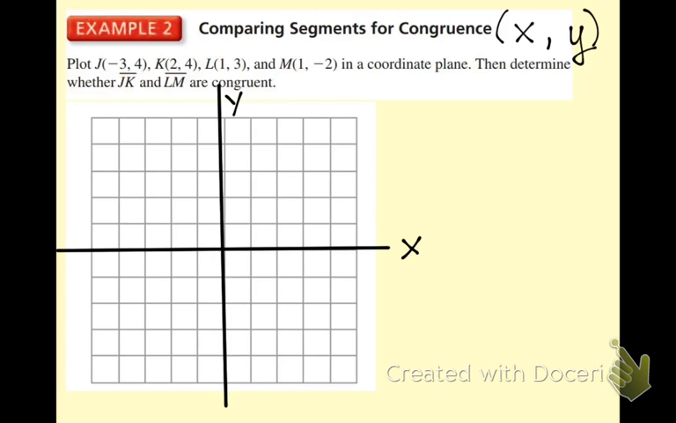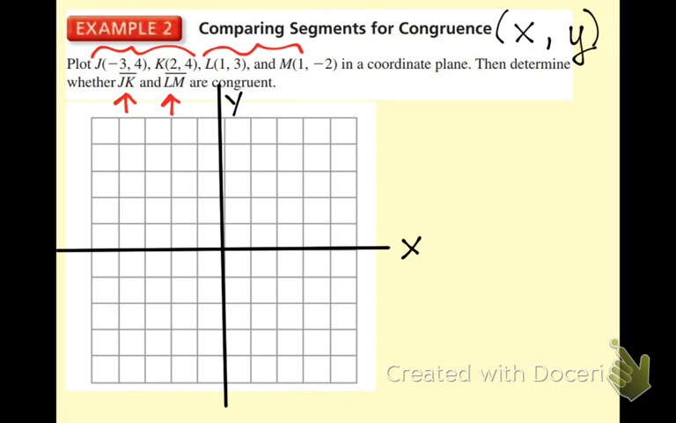So if we're going to graph the letter J, it says plot J, K, L, and M in the coordinate plane, then determine whether JK and LM are congruent. Okay, so JK consists of these two points, and LM consists of the second two points. All right, so let's graph.